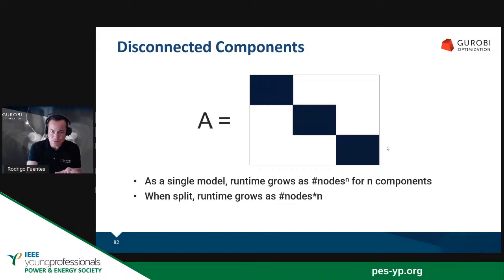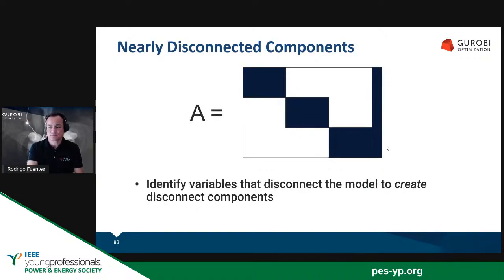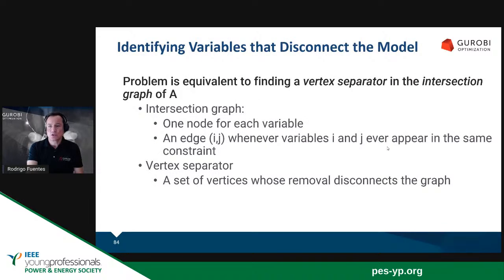So let's see how this applies to the problems and what we have done with what I just mentioned. We're going to use graph theory for this. So let's say that we take a problem and we use a vertex separator in the intersection graph. So basically in an intersection graph, we're going to have one node for each variable in the problem. And in that graph, we're going to have an edge if two vertices are connected by a constraint, two variables are connected in the constraint. And a vertex separator is, well, if we remove a vertex, then we disconnect nodes in the graph. This is going to become more clear with a graphic.